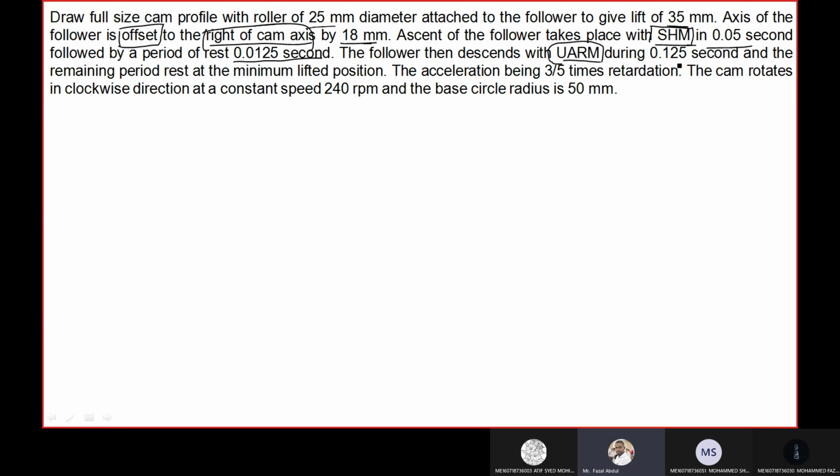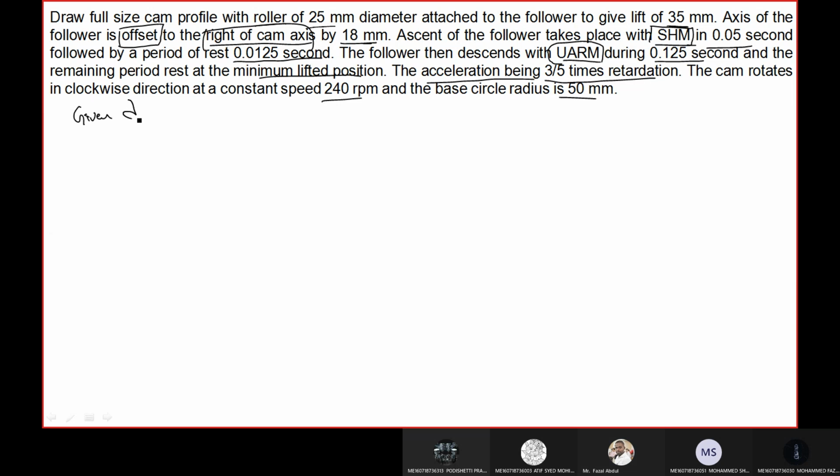The time is given 0.125 seconds and the remaining period rest at the minimum lifted position, and acceleration is 3 by 5 times the retardation. The cam rotates in clockwise direction at a constant speed of 240 rpm and the base circle diameter is given. So here we are asked to draw the full size cam profile. To draw the cam profile, first we need a displacement diagram. First, write down the given data.